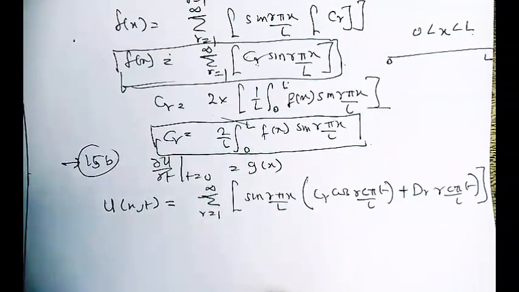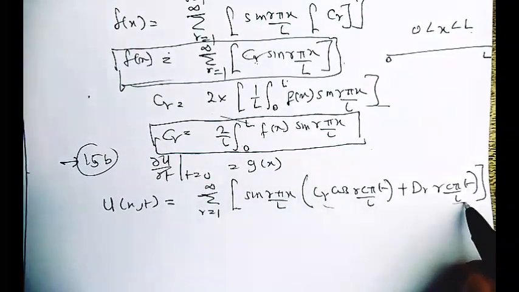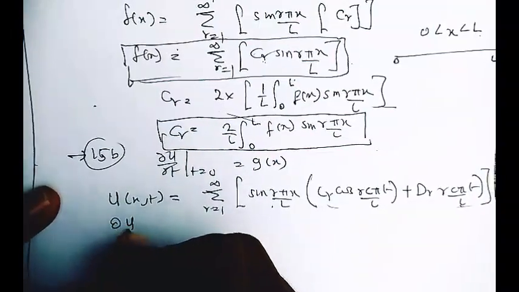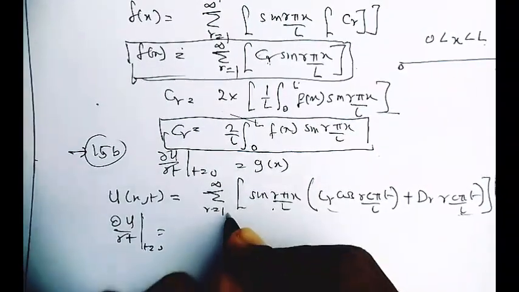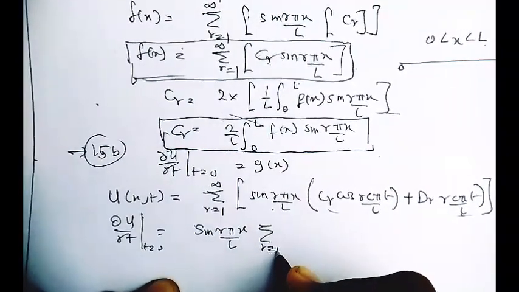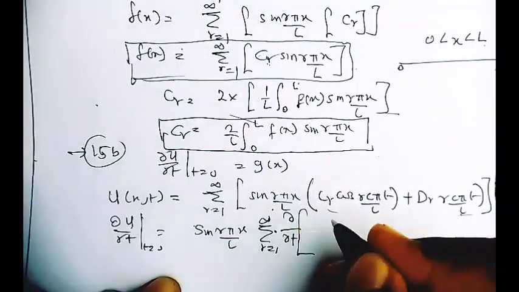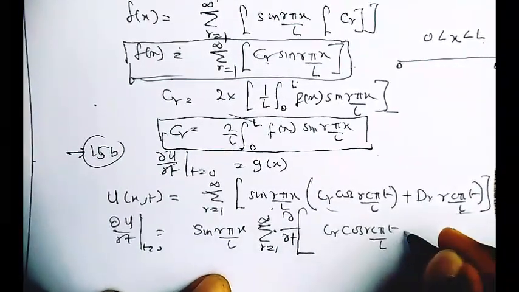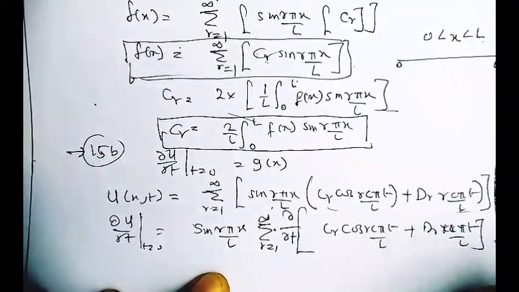So, like I said, we're going to be differentiating with respect to t, right? So what we're only concerned with is just the function of t here. So these two here are constant. So I'm just going to be writing it as du/dt where t is equal to 0, taking this to be constant. So this is sine(r pi x over L), summation r equals 1 to infinity. So I'm only left with differentiating this with respect to t: c_r cos(r c pi t over L) plus d_r sine(r c pi t over L).